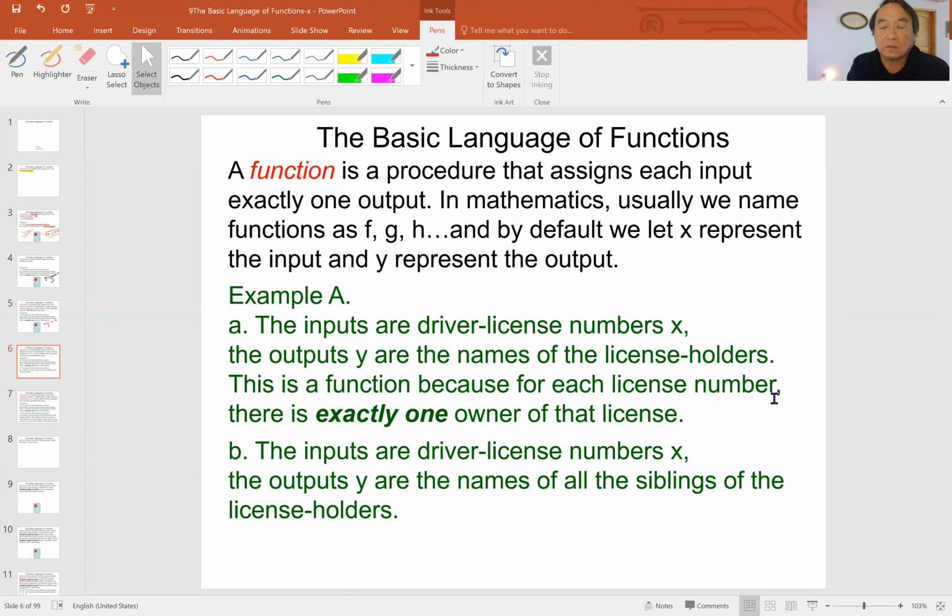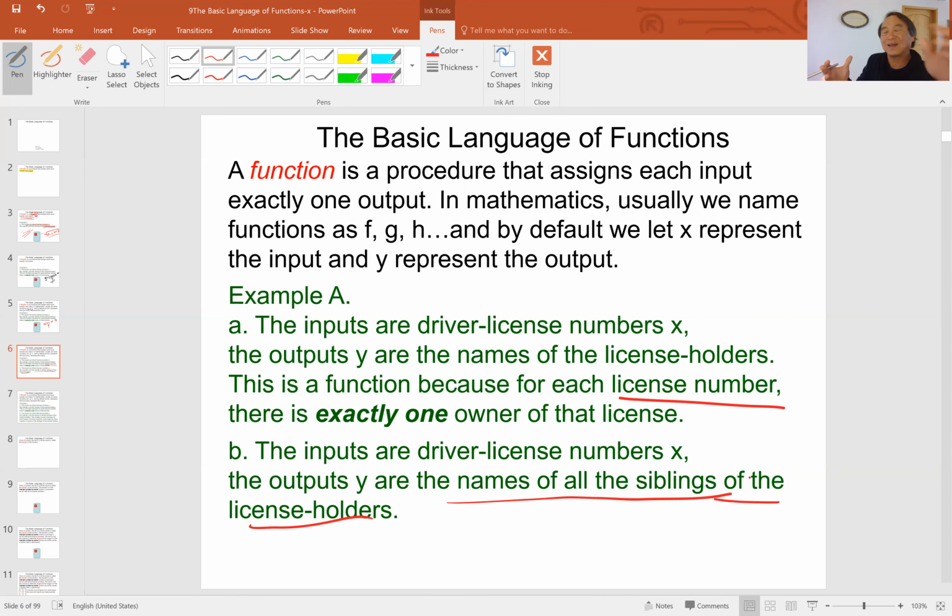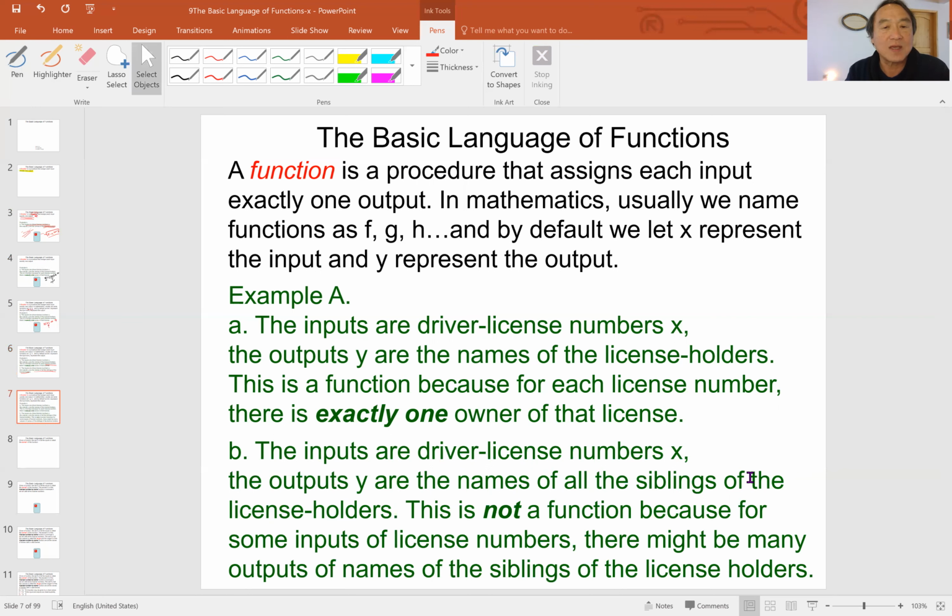And here's a case where it's not a function. It's a procedure, it's an app, but it's not a function. Instead of producing the name of the license holder, it produces the names of all the siblings. The license holder might have multiple siblings, so you have a list of different names. That's not considered to be a function for names. If you just want one name as output, then that's considered to be a function.